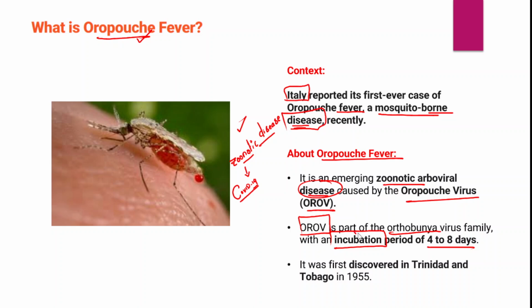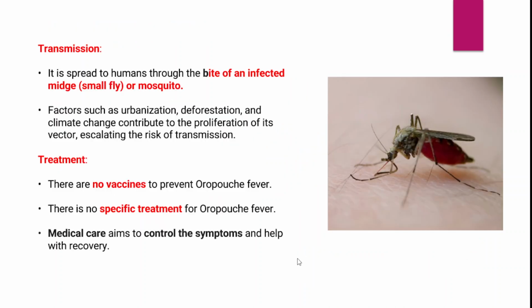Okay, so that period is known as the incubation period. The incubation period is 4 to 8 days. And in fact, when we talk about the earlier discoveries of Oropouche fever, it was first discovered in Trinidad and Tobago in 1955. So this was the first discovery of Oropouche fever.